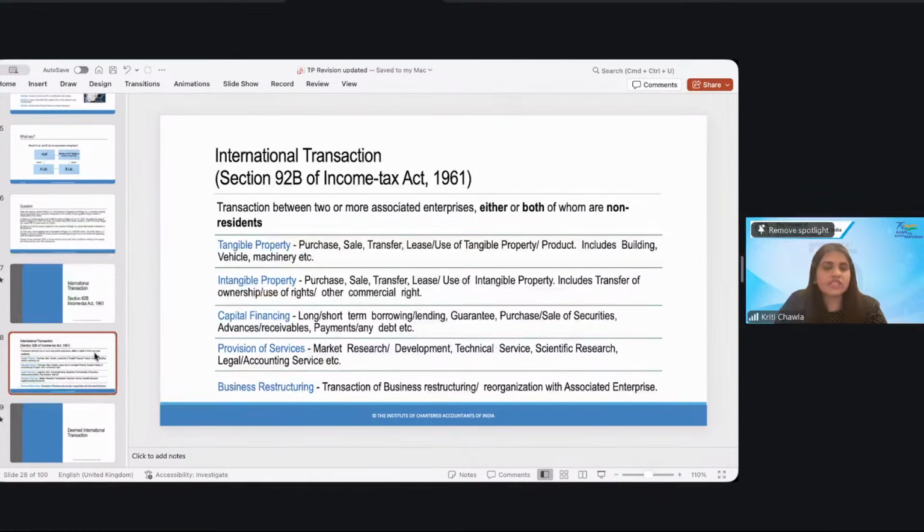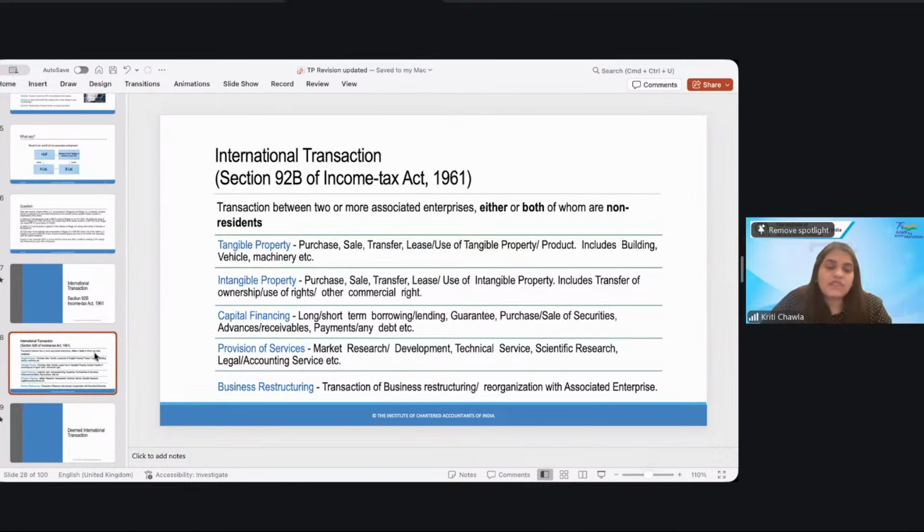Now, these transactions could be in the nature of tangible property transactions, meaning to say that if there is purchase or sale or transfer, lease, use of tangible property or product. This includes building, vehicles, machinery, etc. Or there is intangible property. So if there is sale of intangible property or purchase or transfer or lease or use of intangible property, it could include transfer of ownership or use of rights or other commercial right.